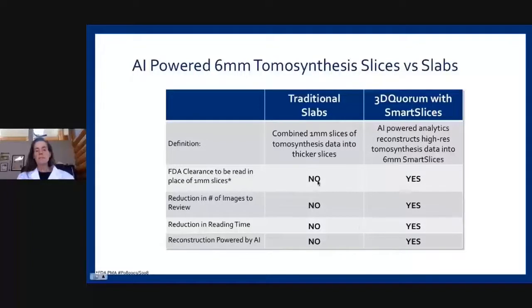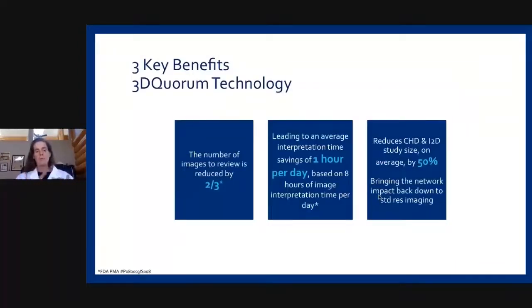Because traditional slabs are not FDA approved. It doesn't reduce the number of images to review, so it's not going to help with your read time, and it's not using AI. Smart Slices do all of that and more. So 2/3 reduction in the number of slices that you have to look at. Overall file size is going to be reduced up to 50%, and that's going to save on average, if you're reading 8 hours, about 1 hour out of your day.